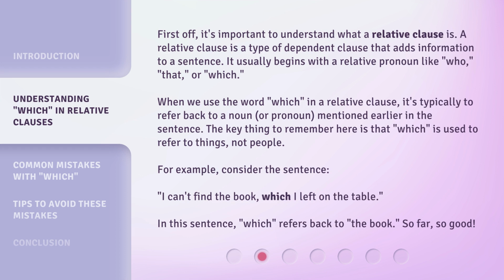The key thing to remember here is that which is used to refer to things, not people. For example, consider the sentence, "I can't find the book, which I left on the table." In this sentence, which refers back to the book. So far, so good.